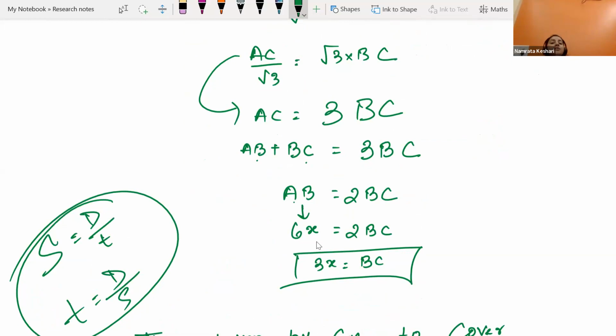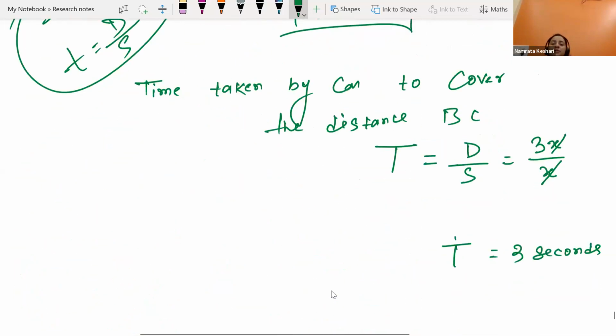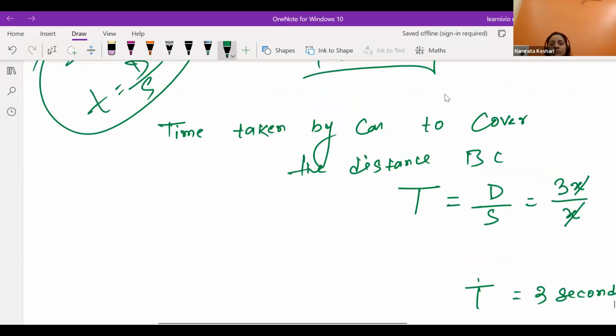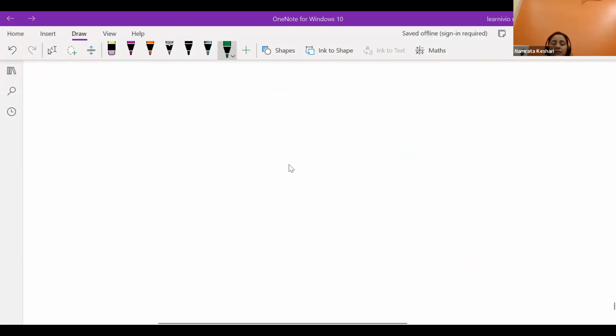We don't want to find BC, but we want to find the time taken to cover BC, again by using the same relation of speed, distance, time. And we used it and we got the answer. Is it crystal clear to all of you? Zunad, Afnan, Ifra, Aisha. Yes. Let's continue.